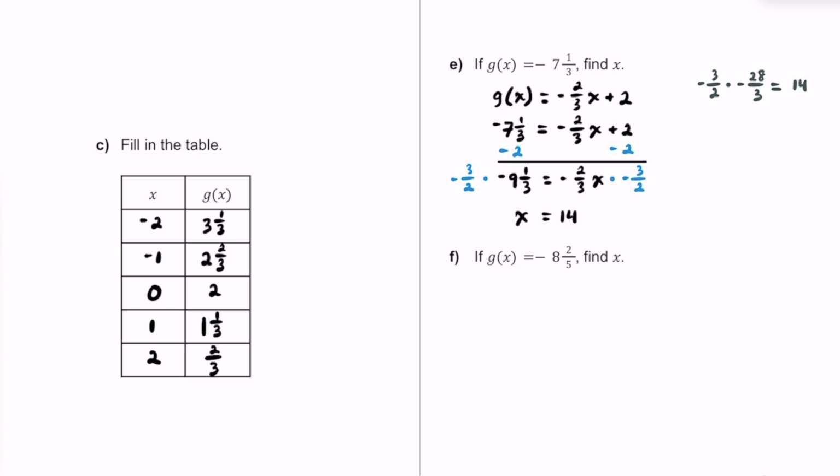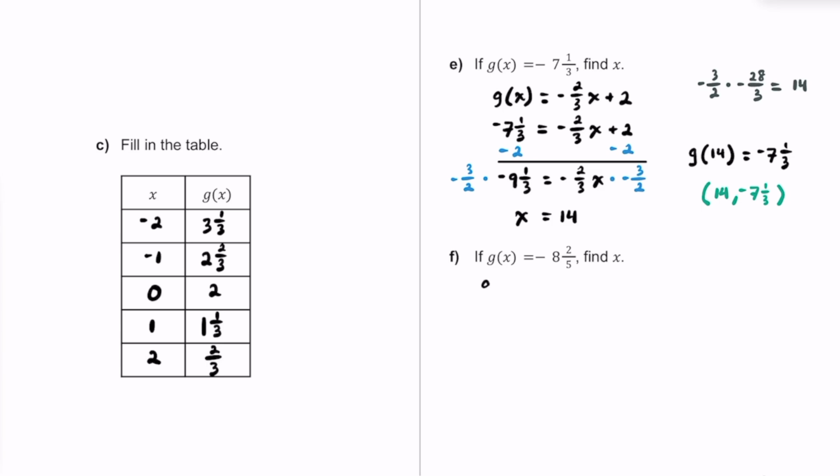So what do we know from this? We know that g of 14, if 14 was the input, then this -7 1/3 would be the output. And from that, we know that on this particular function's graph, (14, -7 1/3) would be an ordered pair, or a point that is on the graph of this function. All right, one more time for f.